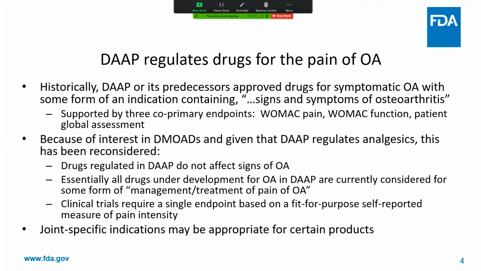However, with the advent of drugs that might actually affect the signs of OA, DAP has reconsidered this approach. The drugs under development in DAP are not expected to affect signs of OA. Thus, our current paradigm is to require a single assessment related to pain intensity. A clinically meaningful and statistically significant difference in pain intensity will support an indication containing the operative words of the pain of OA. Certain products may contain language in the indication that is related to specific joints to be treated.